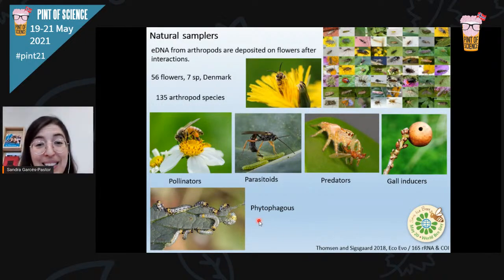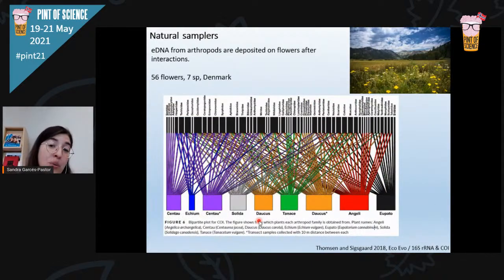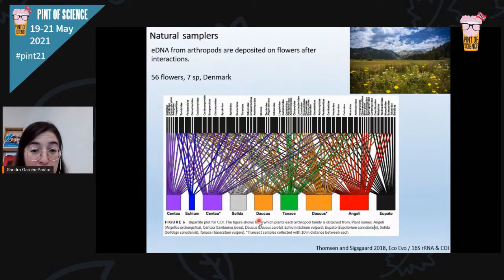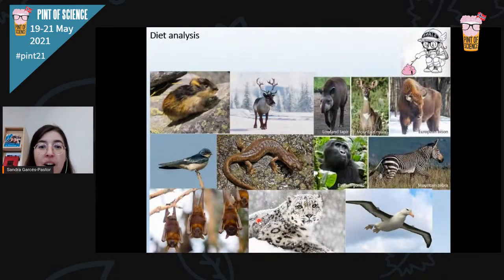But this not only stays here, you can also look at it the opposite way. So, who visited each plant, creating a huge network between plants and arthropods. Also, we have said that there are some animals that are critically endangered, and it's very difficult to sample them. But because the populations are so endangered, it's very important to know their biology and what they feed on, to be able to provide the resources that they need to continue.